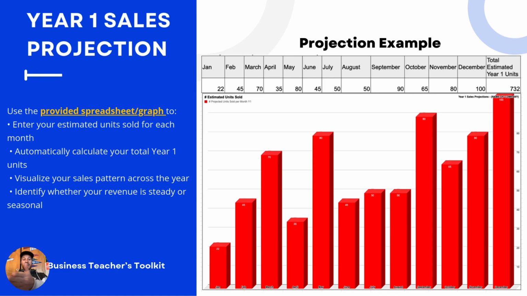And then they go on, and as they adjust that, the graph will automatically populate the bars because I've built this spreadsheet so that it will do such. From here, it'll allow you to visualize your sales patterns across the year and identify whether your revenue is steady or if it's more seasonal.